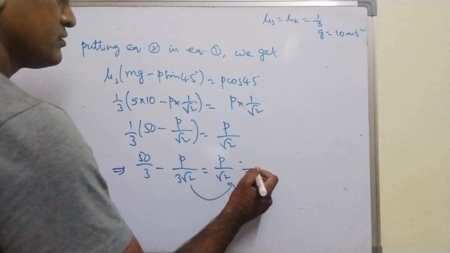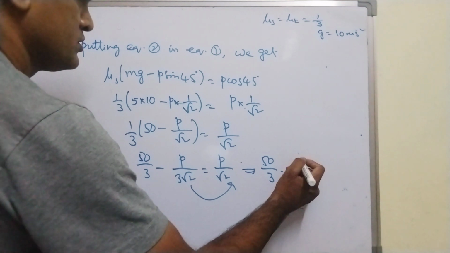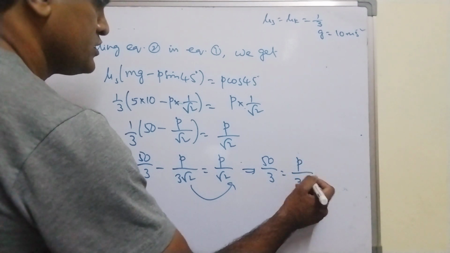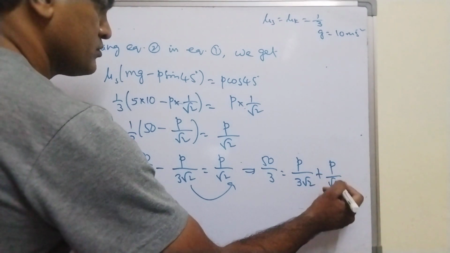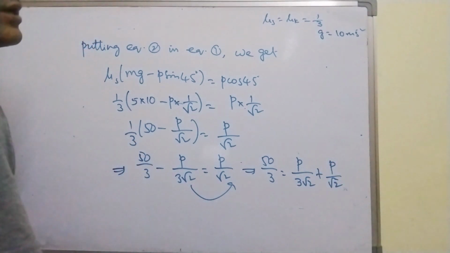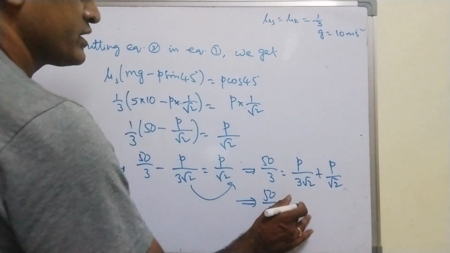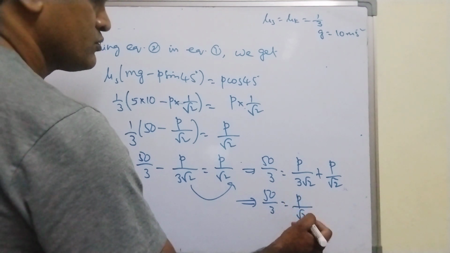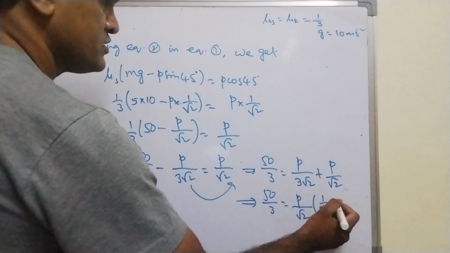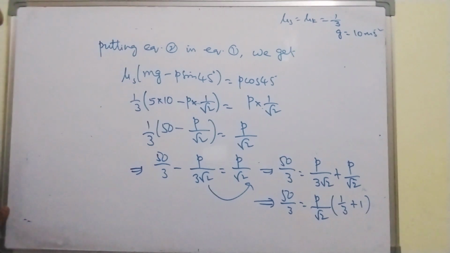So what I will get, which implies 50 by 3 is equal to p by 3 root 2 will become plus p by root 2, is it not? Both are the same. So 50 by 3 is equal to, I can take p by root 2 as common, 1 by 3 plus 1 I can write, because I want the value of p. So solve for p, you will get the answer.